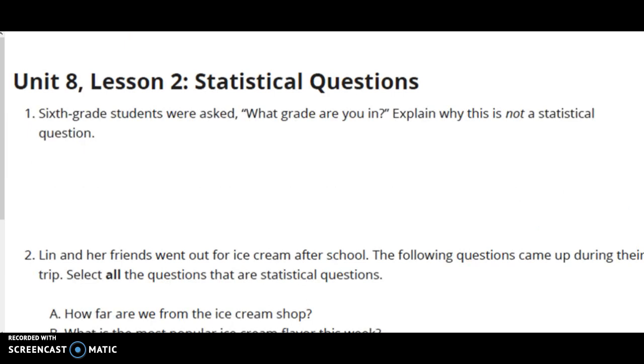Number 1, look at the top of your sheet. 6th grade students were asked, what grade are you in? Explain why this is not a statistical question. We just took notes on this. I'm going to give you 30 seconds. Try to answer this question on your own. Go.